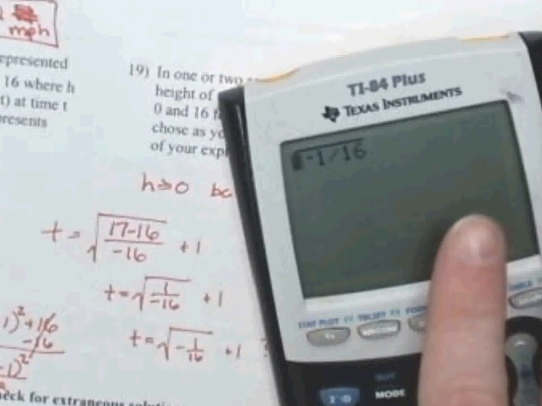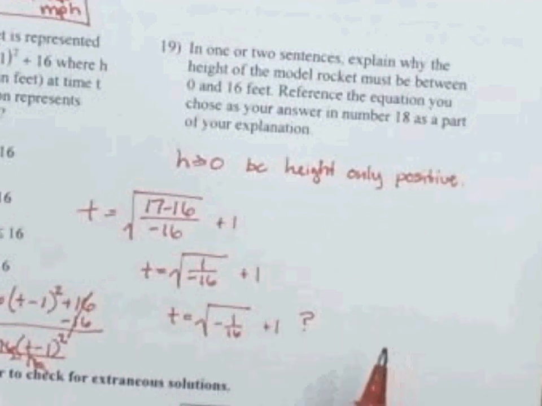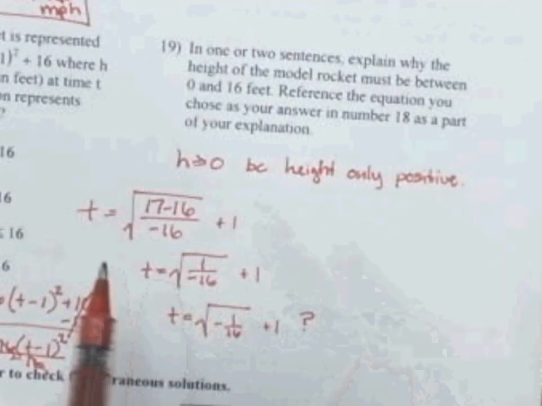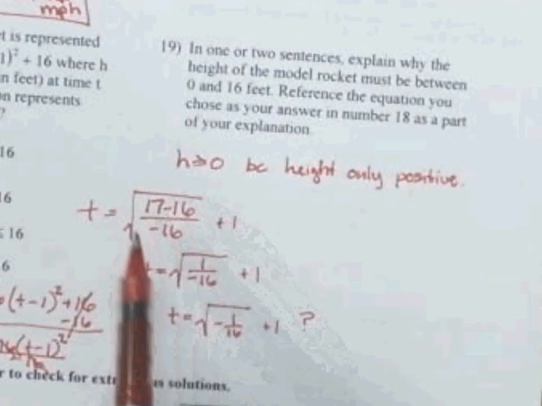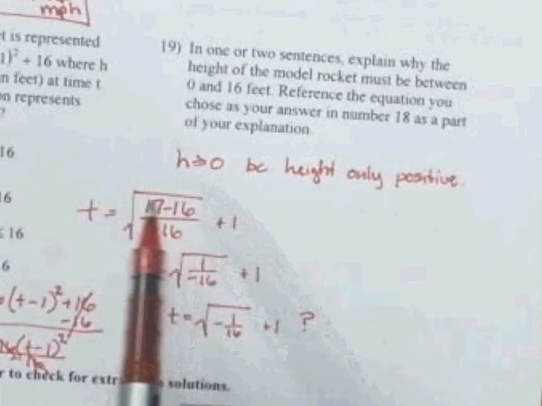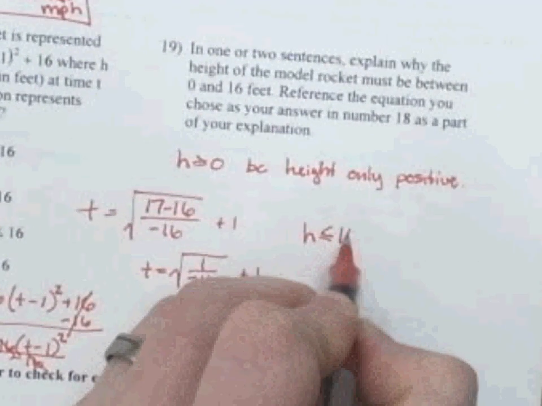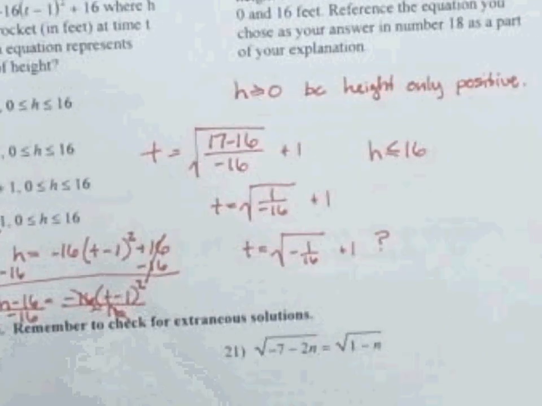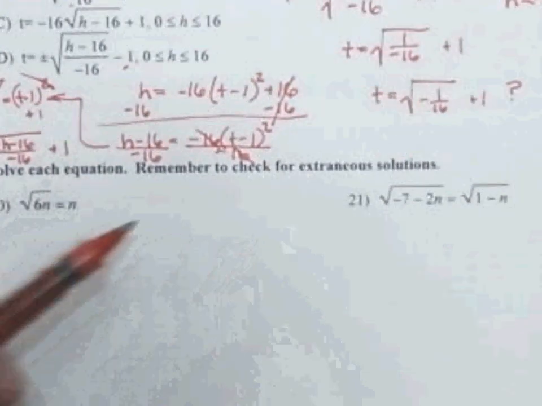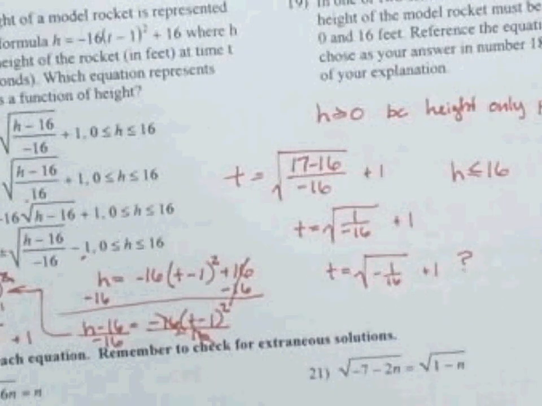It's a non-real answer. So the reason we have to restrict the domain to h is less than or equal to 16 is because if we allow the part underneath the radical to become negative, we start to deal with non-real answers. So h needs to be less than or equal to 16, or else the part under the radical will become negative. So that's your answer for number 19. Use your own words. Okay. There's a review.